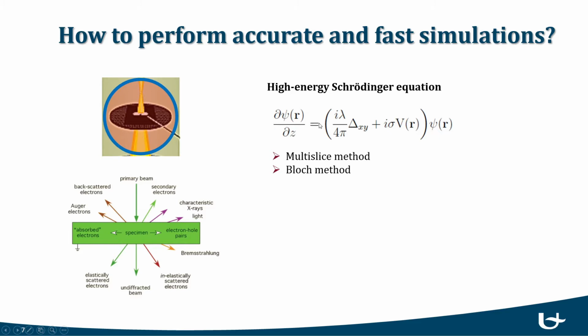Looking at this equation, the only unknown parameter is the BR. So the BR is the specimen potential. This potential can be approximated by using the independent atom model or by using first principles based on DFT calculations.